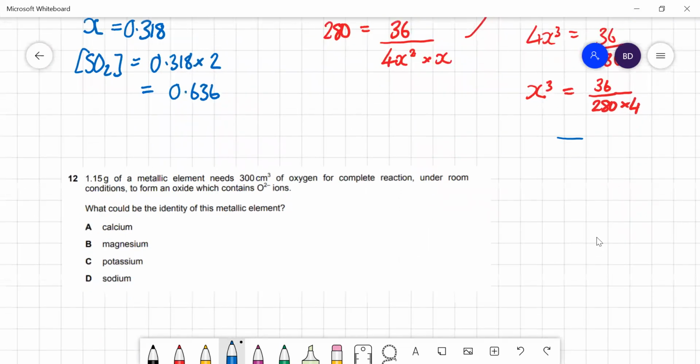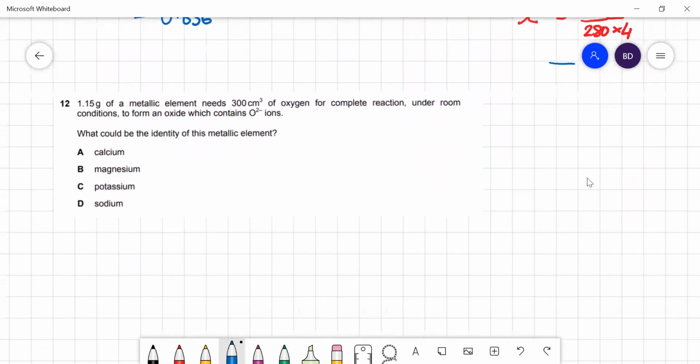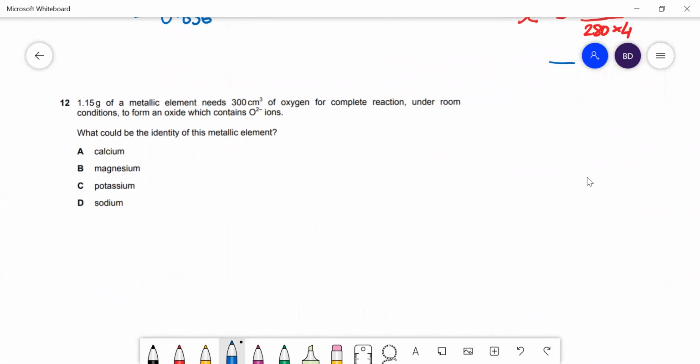All right. Now, 1.15 grams of a metallic element needs 300 centimeters cubed of oxygen. Okay, so we can work out the moles of oxygen, to form an oxide which contains O2 minus ions. So let's work out the identity of this metallic element. Now we have to bear in mind, we've got calcium, magnesium, they're group 2. So the formula of those oxides is going to be XO because they form 2 plus ions. Potassium and sodium, because they're group 1, are going to form an oxide of the formula Y2O, where Y is the metal.